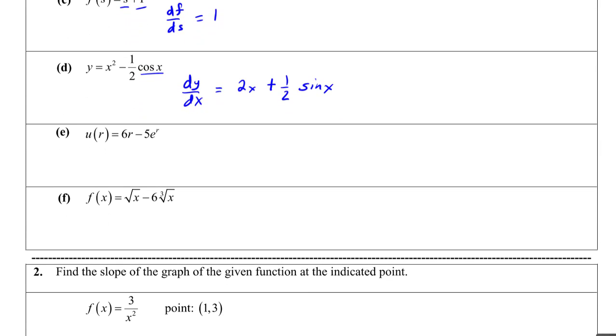How about u of r equals 6r minus 5e to the r? Okay, I'll go back to u prime. U prime is then, all right, derivative of 6r. Well, that's just an r to the 1, that's first power, so it's just the 6. The derivative of r with respect to r is 1. Minus 5, constant multiple, derivative of e to the r. Well, the exponential brings back itself, e to the r.